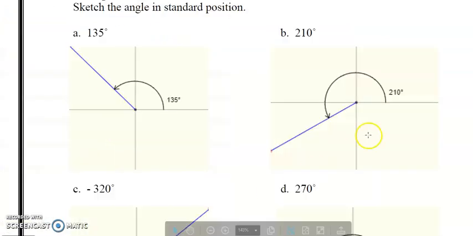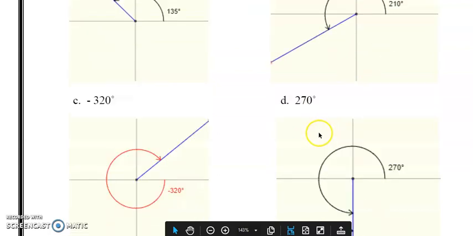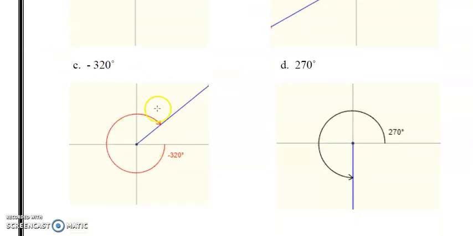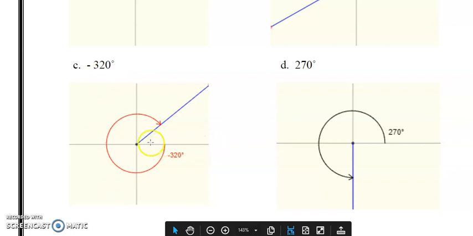Let's go back to our next example. This is the negative, and then you'll notice that this time we're getting a red angle. Just black is positive and then red is negative. So anytime we do negative, we start at the same initial arm, but you go in a clockwise position instead, so that's why it's negative.